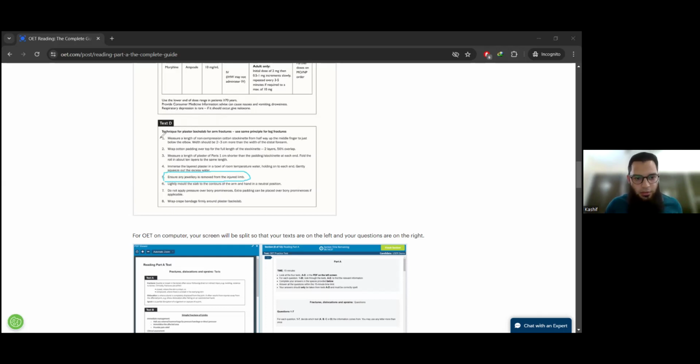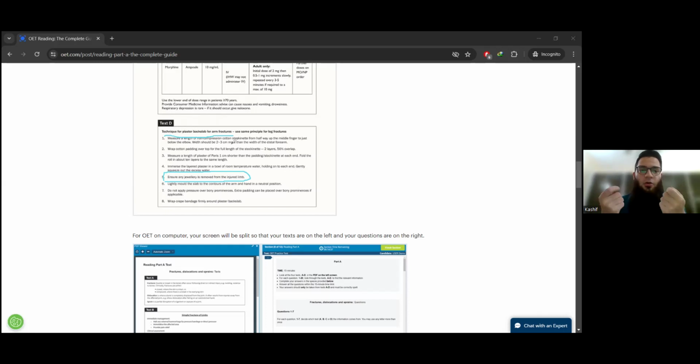Now, the text is about the technique for plaster back slab for arm fractures. We know that this text is about placing a back slab on the arm fracture, on the injured limb, and point 5 is telling us to ensure any jewelry is removed. So if you are not finding the exact statement in the text, please do not look for the exact statement, but try to look for the answer.